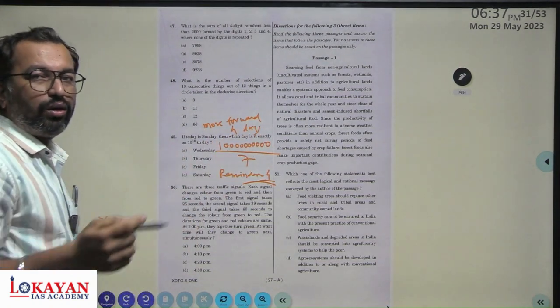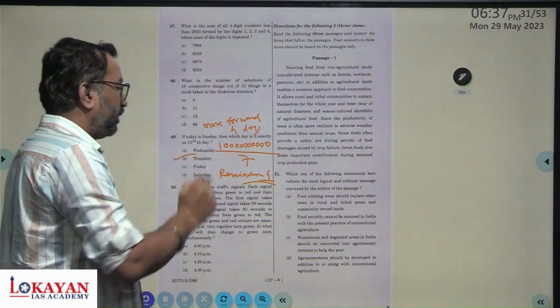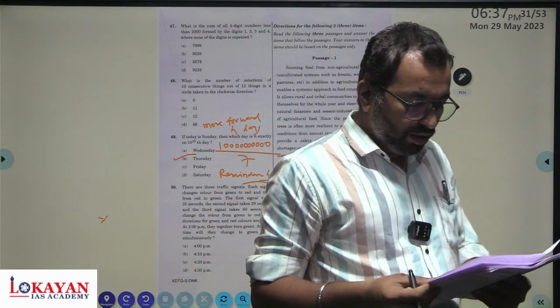Sunday से आगे 4 day count करो. Monday, Tuesday, Wednesday, Thursday. So the answer will be Thursday.